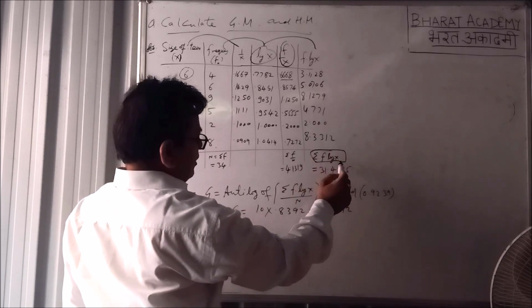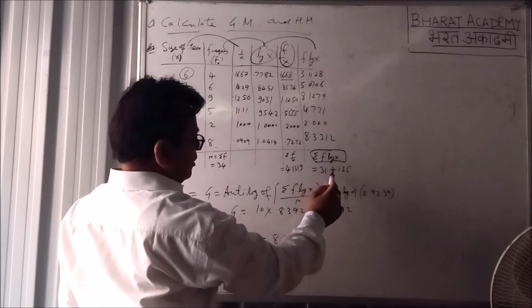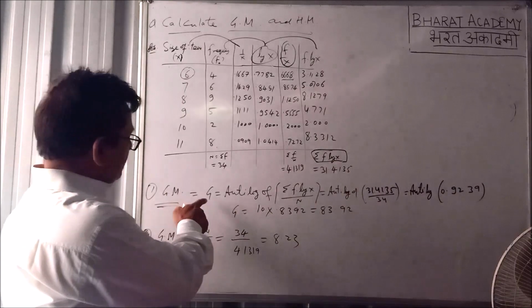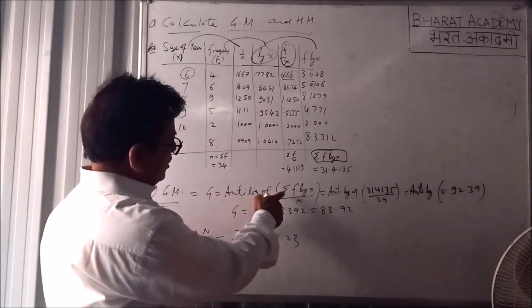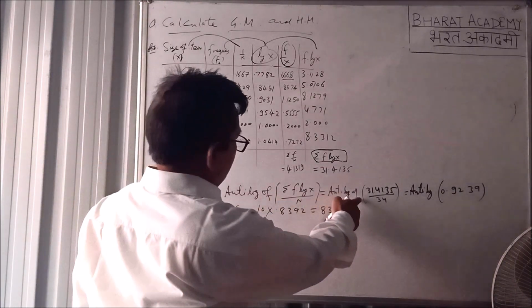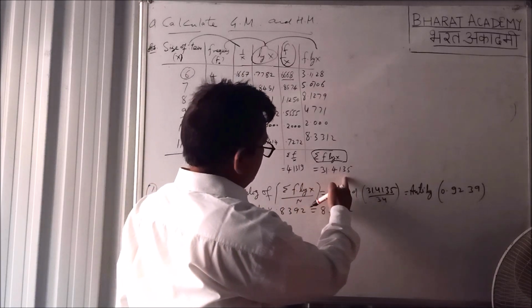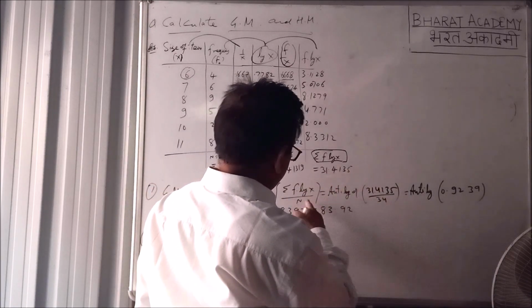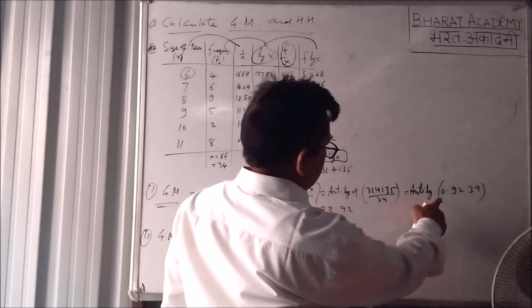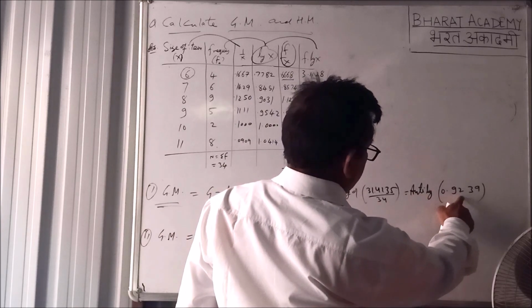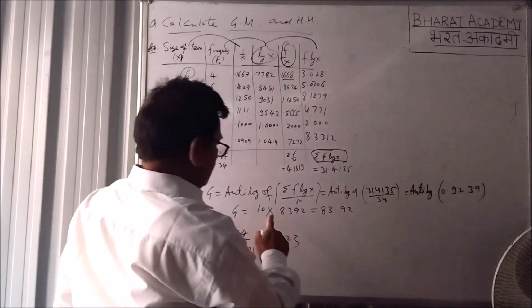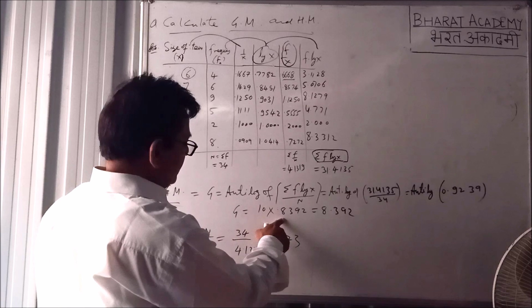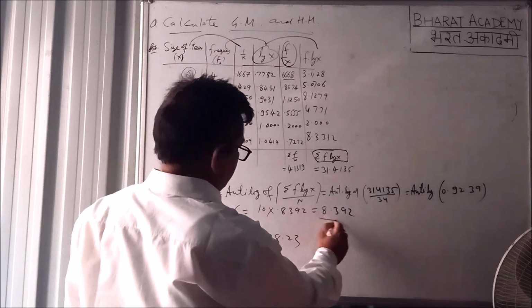This is 31.4135. Now the geometric mean g is antilog of summation f log x upon n. Antilog of summation f log x, this is 31.4135 upon n. N is 34. This is antilog of 0.9239. G equal to 10 into 0.8392, which is 8.392.